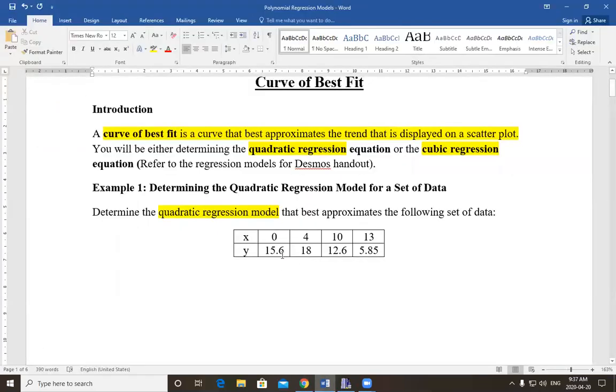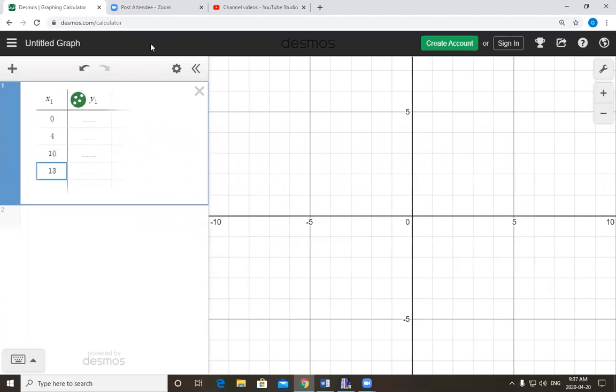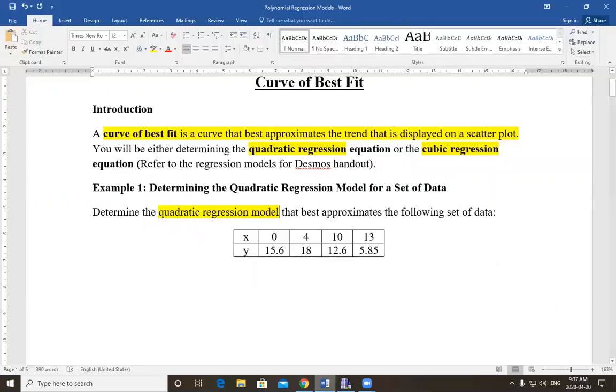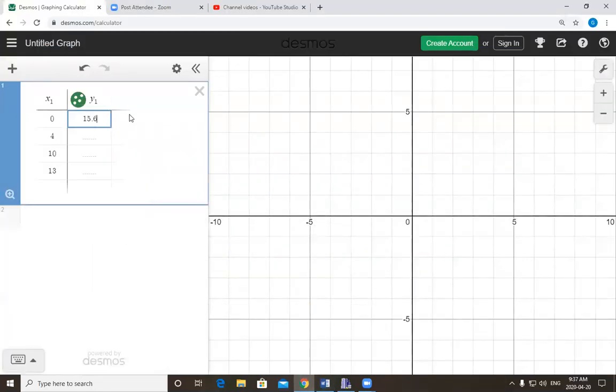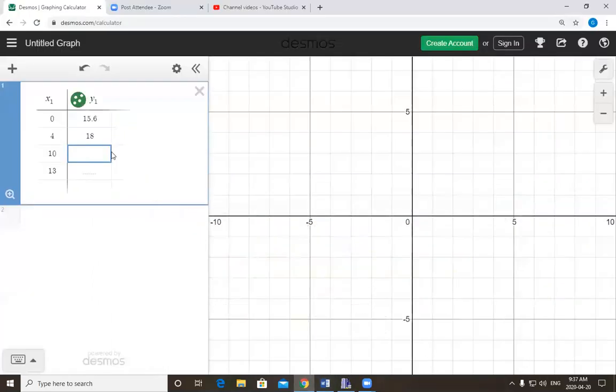So we'll just type in the X data. It goes 0, 4, 10, 13, and we'll type in the Y values, 15.6, 18, and then 12.6 and 5.85. Okay. So right now we see nothing.